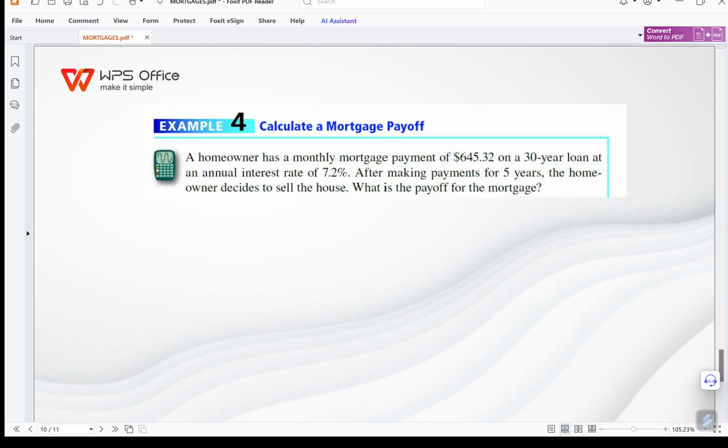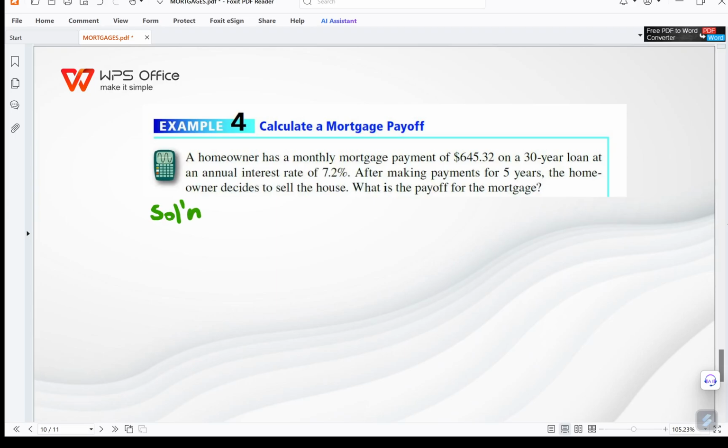Here we have example number 4. Calculate a mortgage payoff. A homeowner has a monthly mortgage payment of $645.32 on a 30-year loan at an annual interest rate of 7.2%. After making payments for 5 years, the homeowner decides to sell the house. What is the payoff for the mortgage? This is a bit messy, but let's try to solve it.